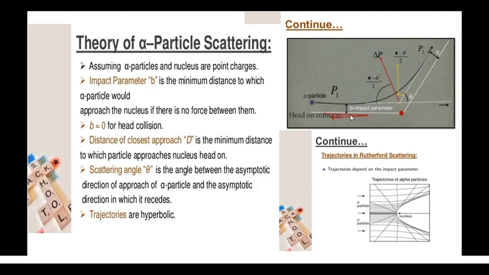By the experiment, it had seen that this particle has been reflected back through 180 degrees. That means what is b? There is no b here, isn't it? So b is equal to 0 for head-on collision. Now, what is the distance of closest approach, d?